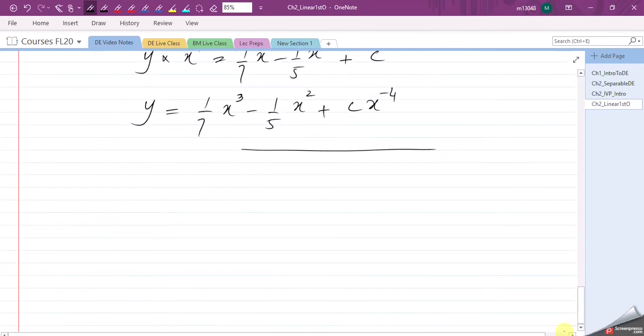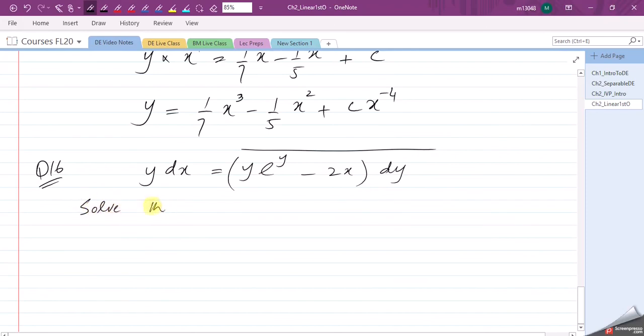Next question, I will only start it, and I would like you to complete it later. It is question number 16, and the question goes like this: y dx equals y e^y minus 2x dy. Let's say the question says solve the differential equation, and it does not tell us which method.